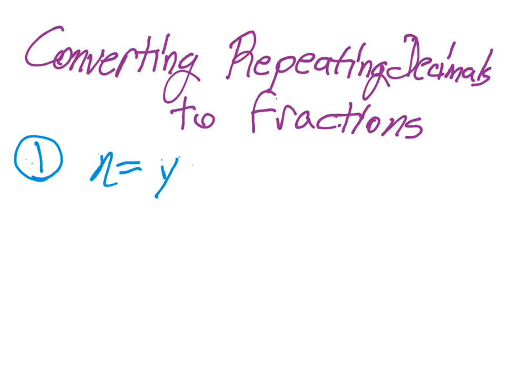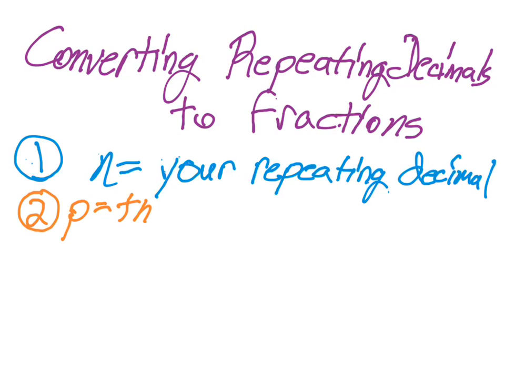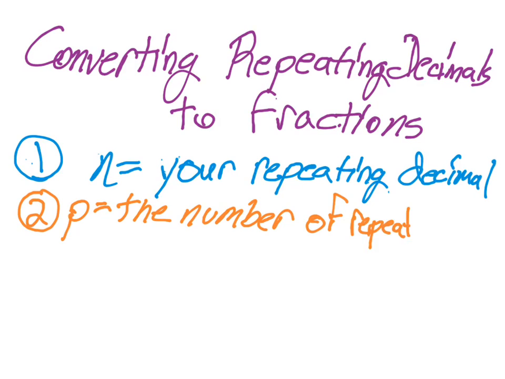Step 1 is we're going to set our variable n to be the repeating decimal. Whatever your repeating decimal is, we're going to call that the variable n. Step 2 is we're going to set p to be the number of repeating digits. If there are 4 digits that repeat, then p is 4. If there are 2 digits that repeat, then p is 2. And if it's only 1 digit that repeats over and over again, then p is 1.